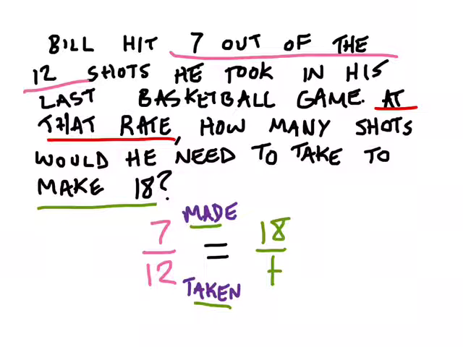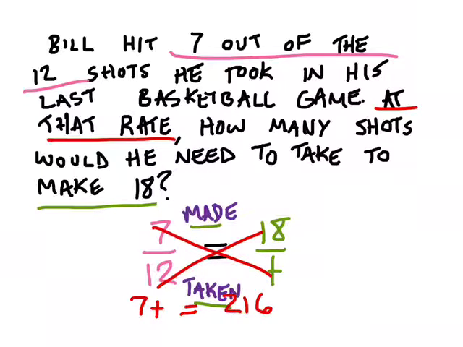Again, I didn't have to change that to a percent or a unit rate or anything like that. I can just set it up with the same units in the same place, and I'm ready to cross multiply and solve this thing. So I do 12 times 18, 7 times t, and I'm going to end up with 7t equals 12 times 18, which is 216.